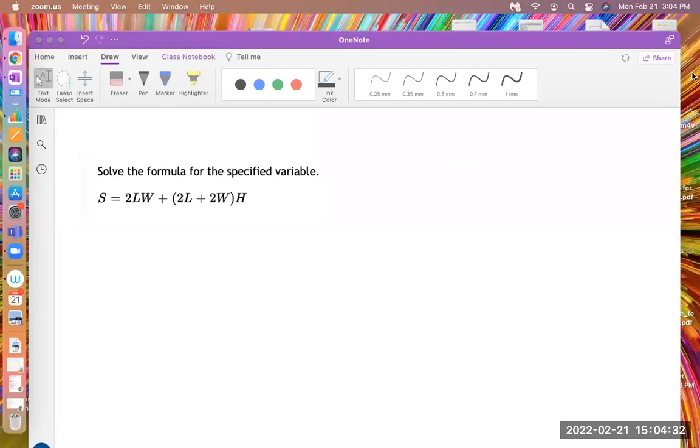Hi, I'm doing this video to help you figure out how to solve an equation that has multiple variables for one particular variable. Here we go. Solve the formula for the specified variable.